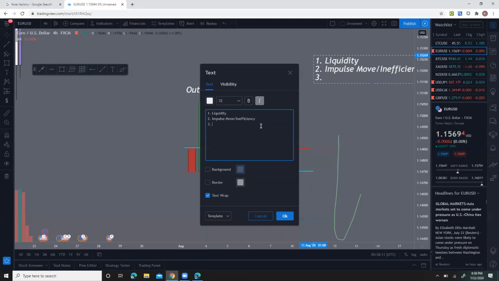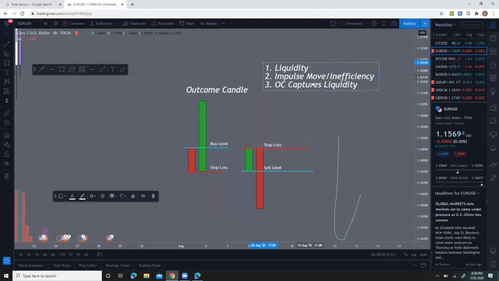Number three. Anyone know what the last thing you're looking for is? Large volume and momentum? Not quite. You're going to look for the outcome candle, an outcome candle that captures liquidity specifically. These are your three confluences.